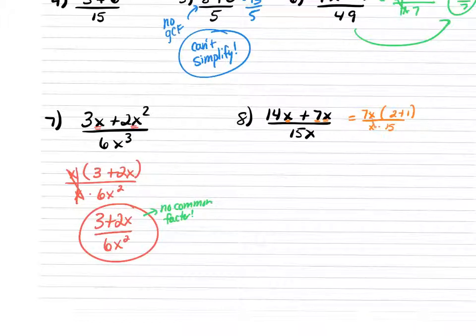So I could reduce the x's, right? One x on top, one x on the bottom. So I'd have 7 times 2 plus 1 over 15. And then after that, I could choose to maybe distribute the 7 back or something. But again, we're just practicing factoring the numerator and canceling common factors.